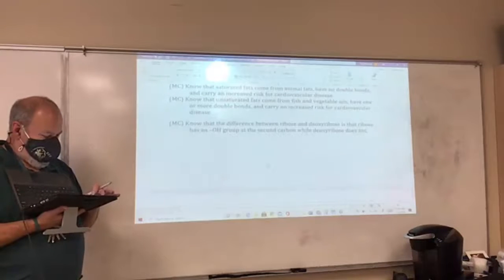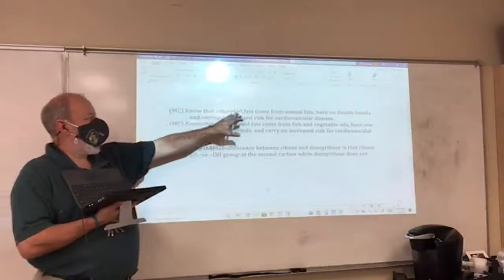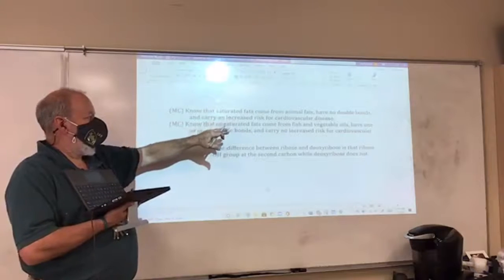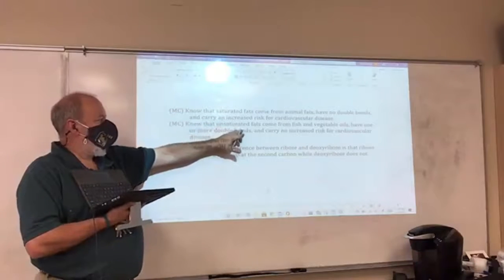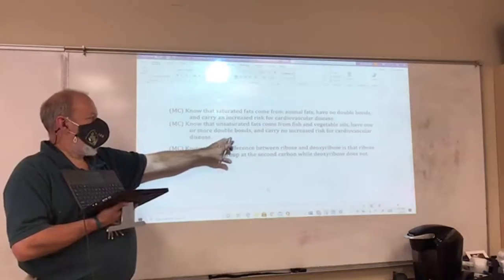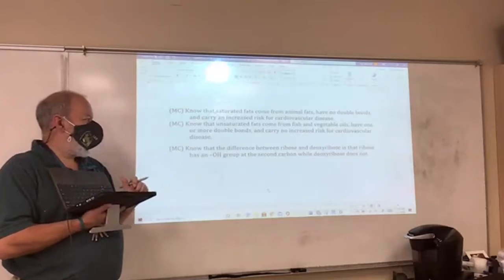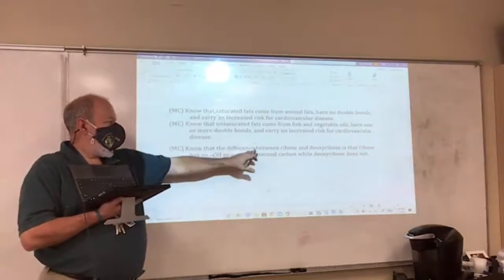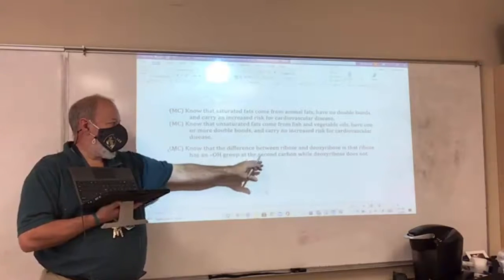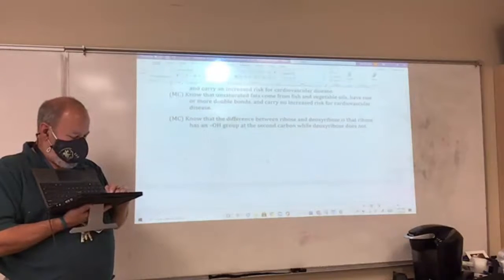And then this next page we didn't talk about, oh, hang on. We did talk about this. Know that saturated fats come from animal fats, have no double bonds, and carry an increased risk for cardiovascular disease. Know that unsaturated fats come from fish and vegetable oils, have one or more double bonds, and carry no increased risk for cardiovascular disease. These will be in the context of multiple choice questions. Also know that the difference between ribose and deoxyribose is that ribose has an OH group at the second carbon, whereas deoxyribose does not. That will also be in a multiple choice question.